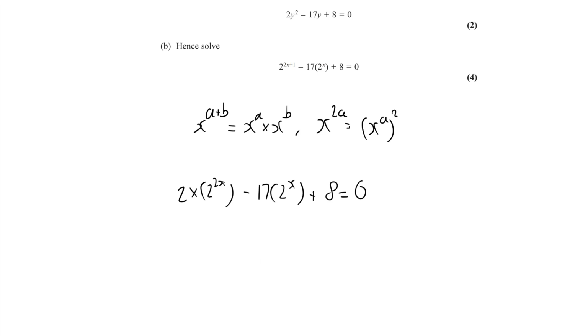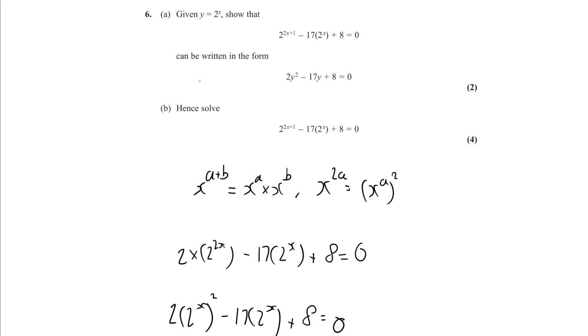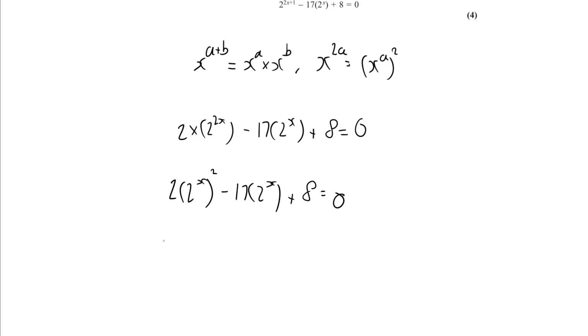And now we see that 2 to the 2x is 2 to the x squared from here. So 2 times by 2 to the x squared minus 17 into 2 to the x plus 8 equals 0. Now we remember that y up here is equal to 2 to the x. So we can sub in y here for 2y squared minus 17y plus 8 is equal to 0.